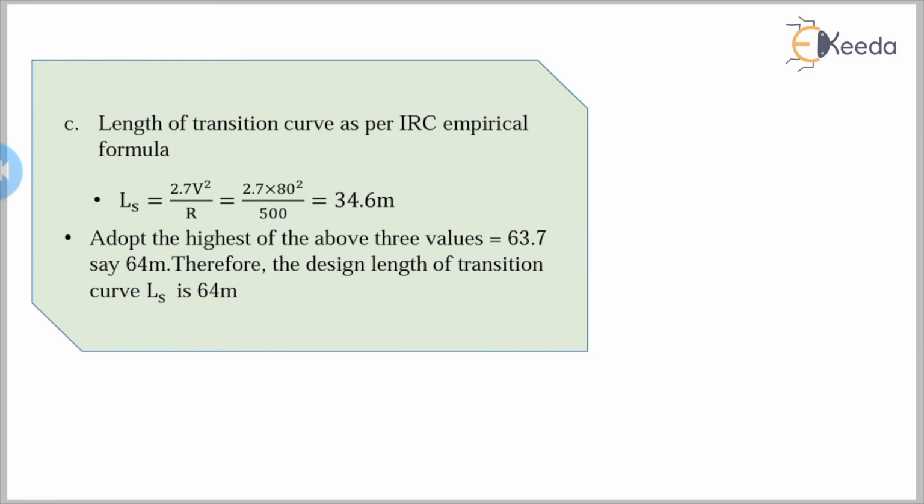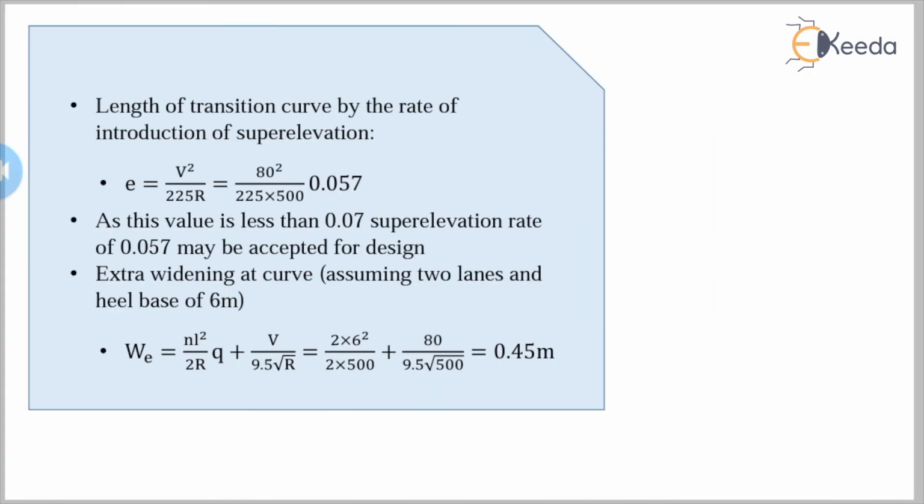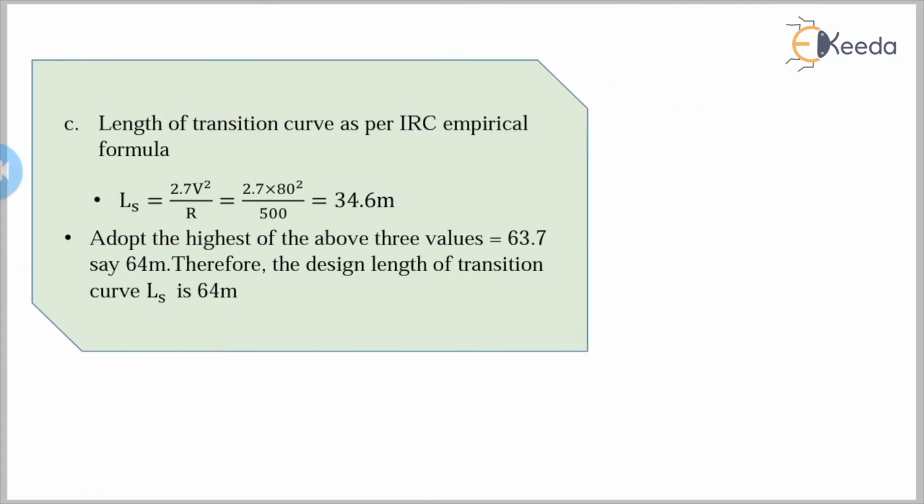And then the rational method given by empirical formula by IRC: Ls is equal to 2.7 V square upon R for plain and rolling terrain, which comes to be 34.6 meter. Then by analyzing all three, that is the IRC empirical formula, rate of introduction of super elevation, and rate of change of centrifugal acceleration, the maximum comes to be 63.7, that is 64 meter. Therefore, design length of transition curve Ls is 64 meter.